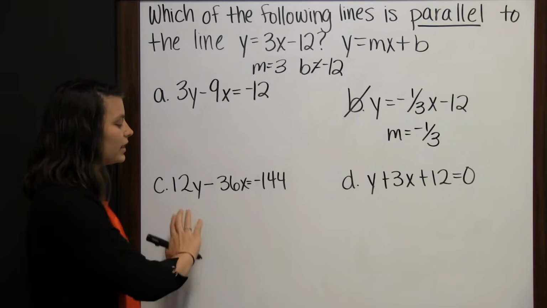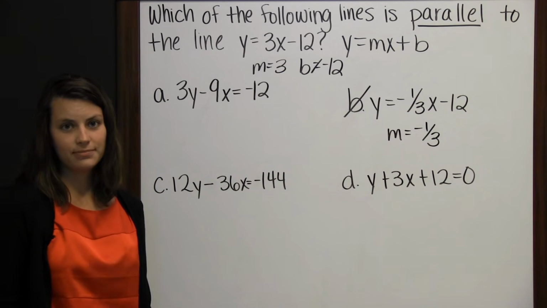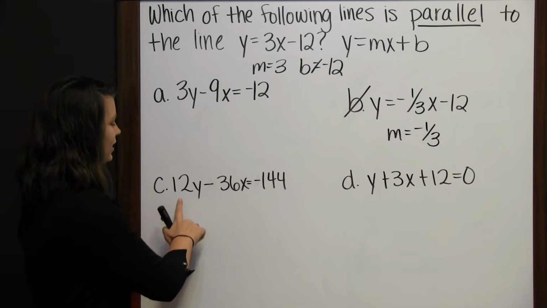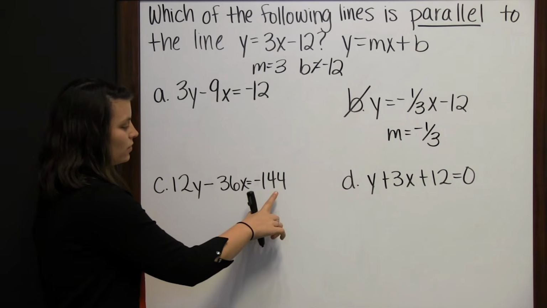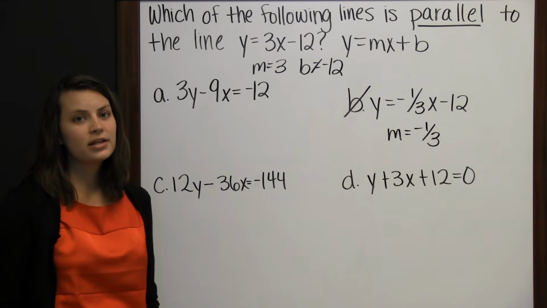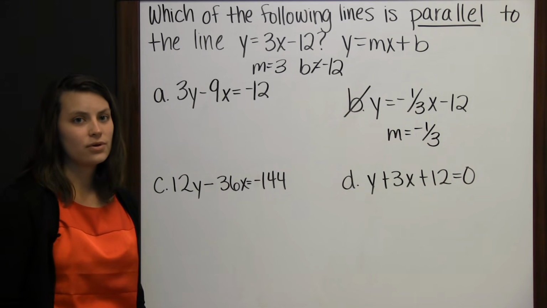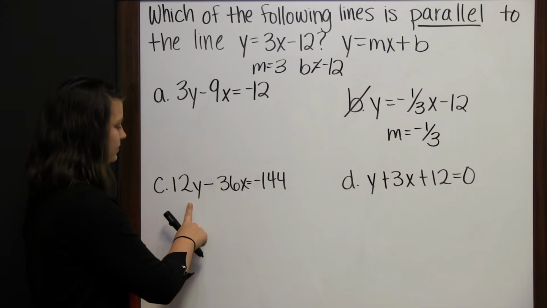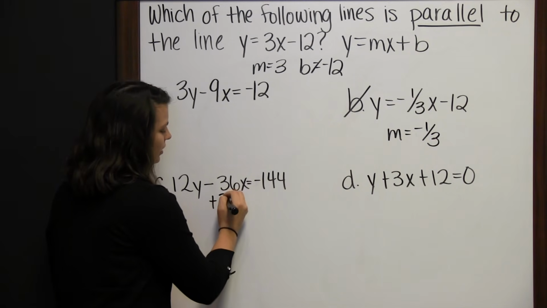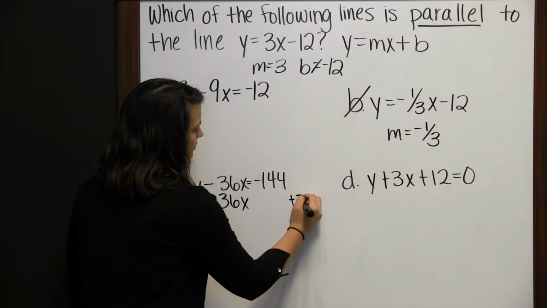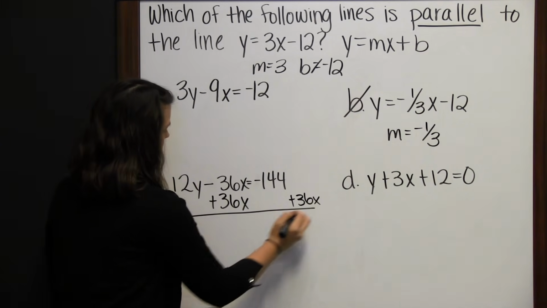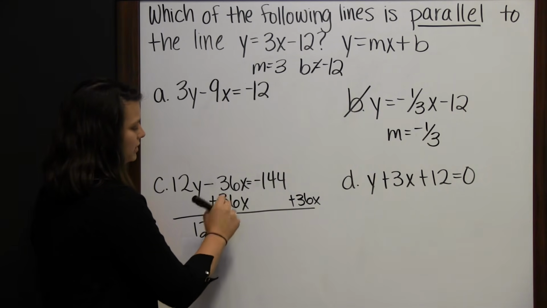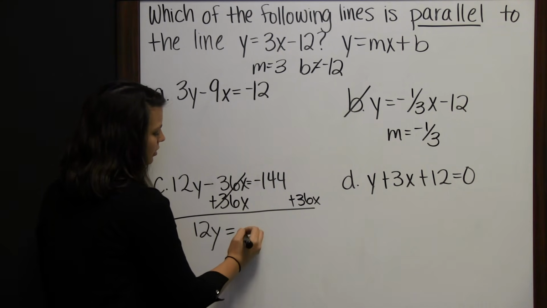C. This equation is not in slope-intercept form. It's in standard form, which is, well, close to standard form. It's ax plus by equals c. And since it's not in slope-intercept form, we do not know the slope of this line. But we can find the slope of this line by transforming it. The first thing we need to do is add 36x to both sides. So we bring down our 12y, our -36x and our positive 36x cancels. We bring down our equals.